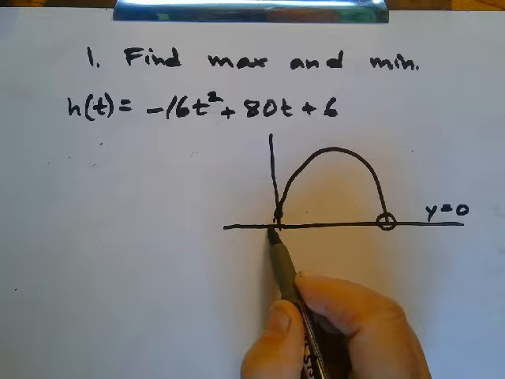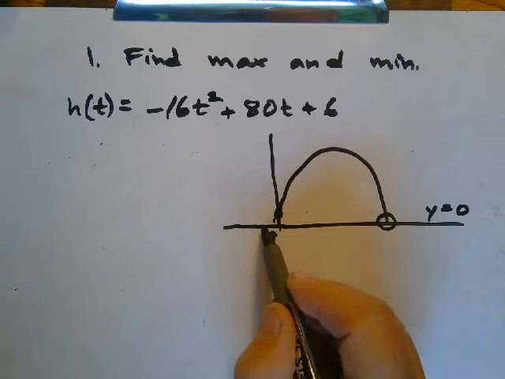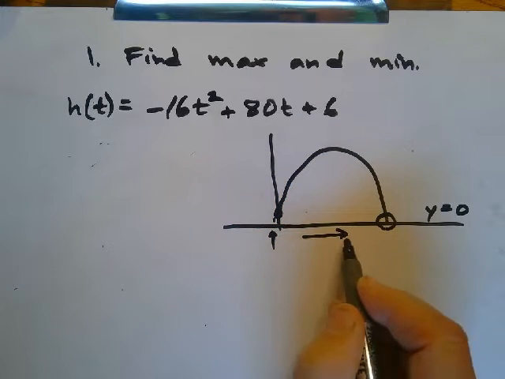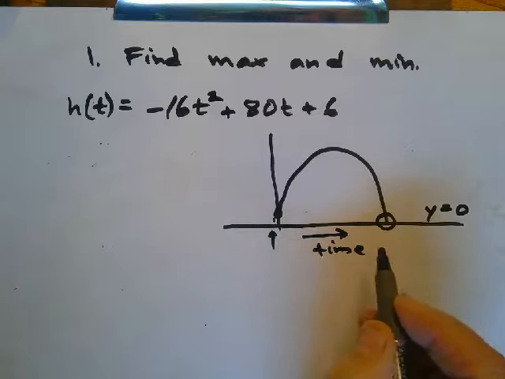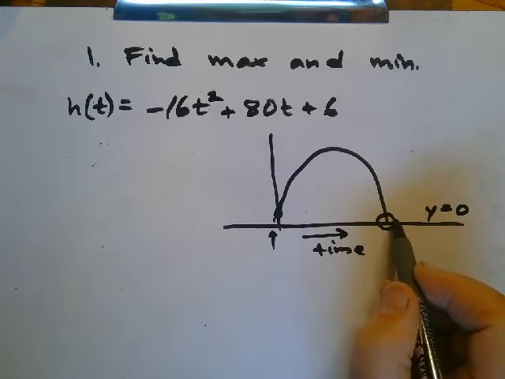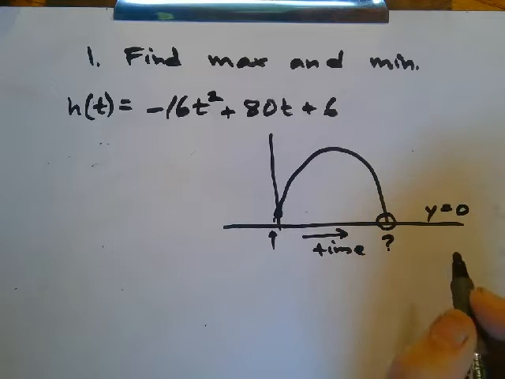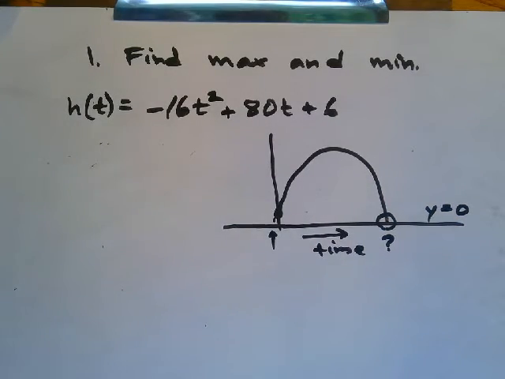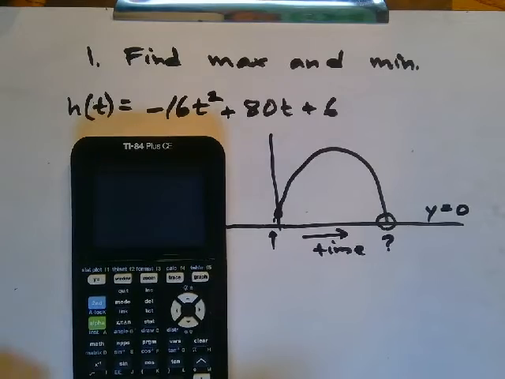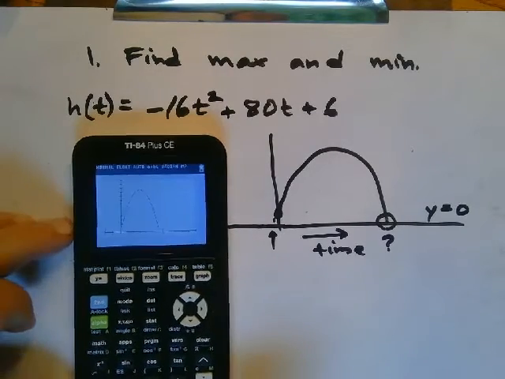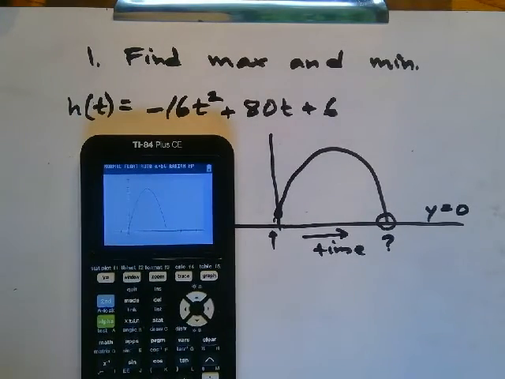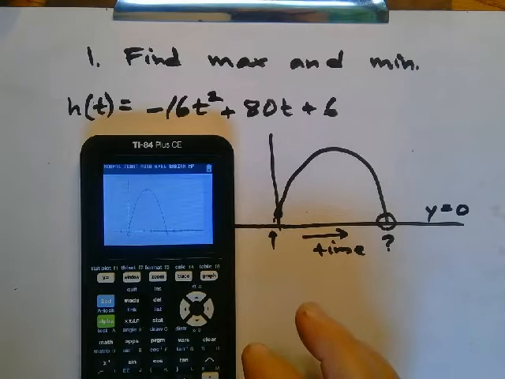So I'm going to get an answer here, but that answer is not going to mean anything because it's back in time. You know, the time's going this way, and as time advances into the future, when is it going to hit the ground again? So we're going to use the 0 feature of our calculator to do that. So here's your calculator, same function again, and we're going to find those spots where it meets the x-axis, that's where y is equal to 0.